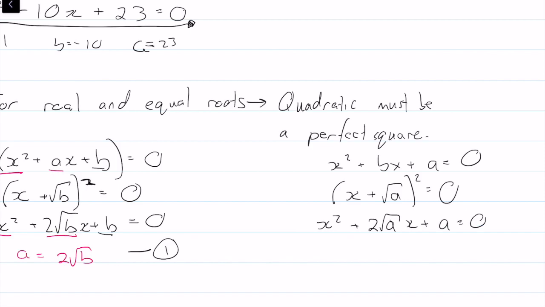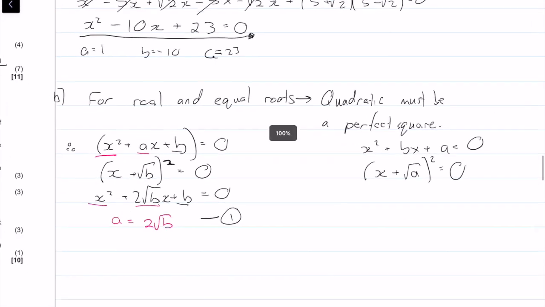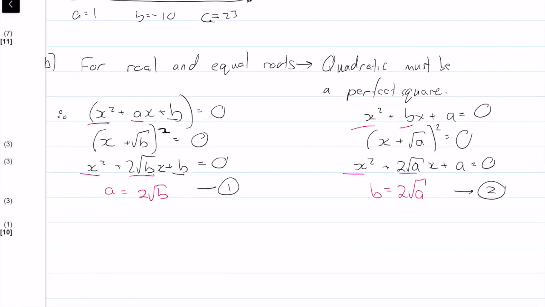Now we're going to compare again. We have x squared, that's fine. b is equal to 2 times the square root of a, and a is equal. Okay, and this I'm going to call equation 2. Now I've got two equations, two unknowns, so I can solve this quite easily.